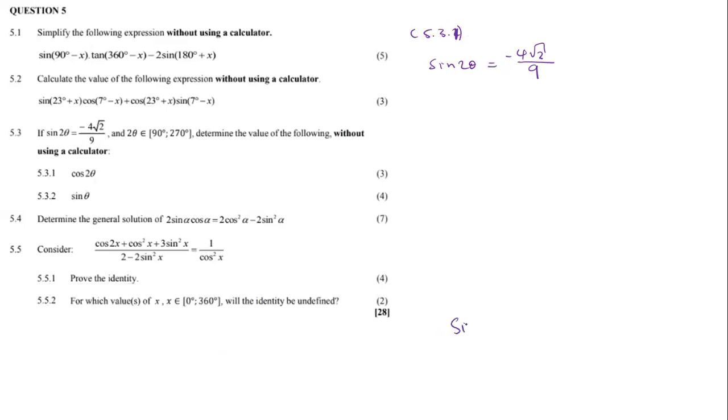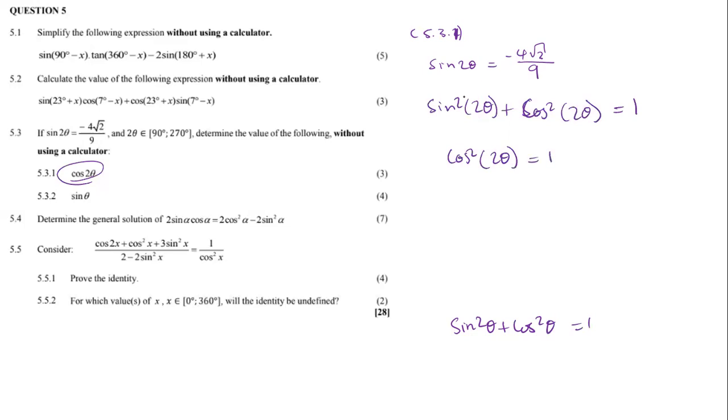identity that says sine squared theta plus cos squared theta is equals to 1. We can make use of this identity because we want to make cos 2 theta the subject of the formula. So we have sine, but instead there we have 2 theta, right? We have sine squared 2 theta plus cos squared 2 theta. This can be equals to 1. And then we want to make this guy the subject of the formula. Cos squared 2 theta is equals to 1. Transpose this one that side, minus sine squared 2 theta.